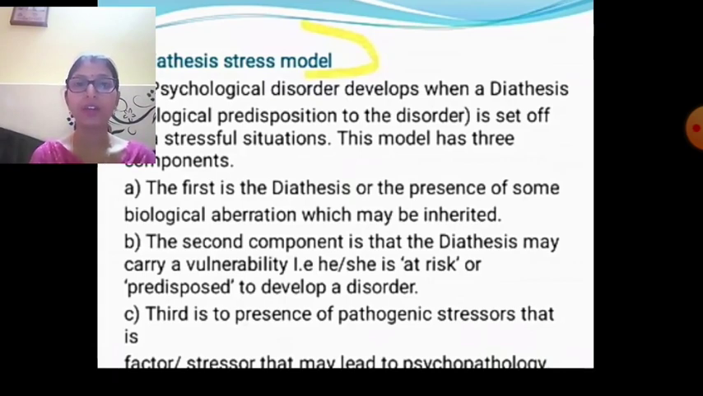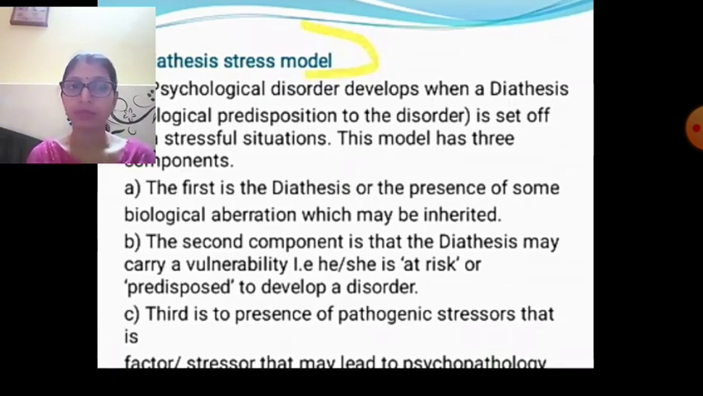This is a little bit difficult concept, a little bit confusing, but am I explaining in a very clear way? The first step, that means the diathesis, that means the presence of some biological aberrations which may be inherited. Second component is the person who has diathesis is at risk. That means the vulnerability of developing the disorder is high. That means a person is at risk. Third is if he or she is exposed to the presence of the pathogenic stresses, then definitely the person develops the disorder.